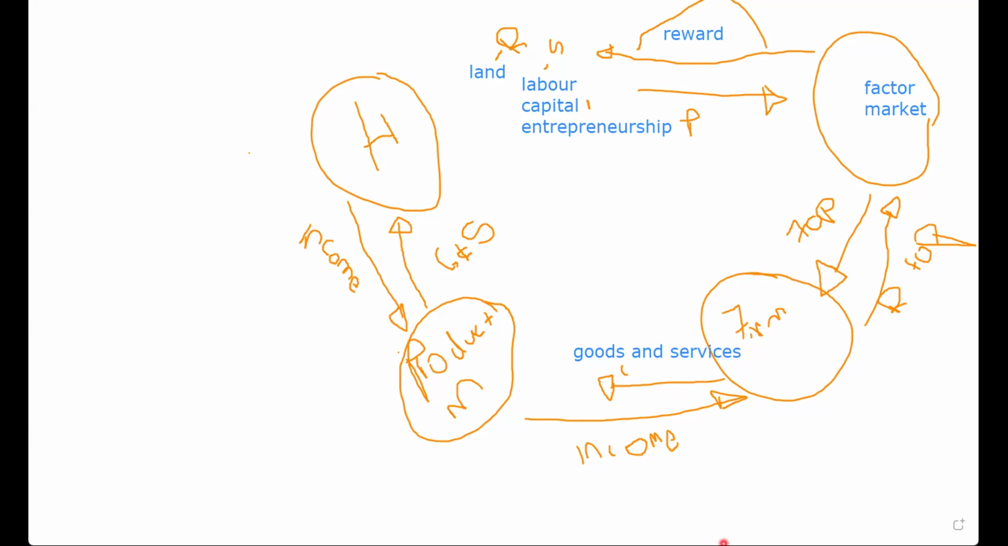And then government. So is this a products market or a goods market? I saw that it's written goods market, so don't be confused. It's the same thing. Products market is the same thing as goods market. For now, let's just go with products markets and goods markets. And then we have government.